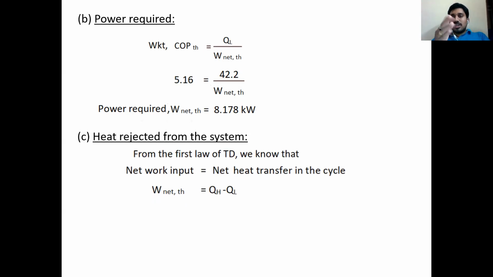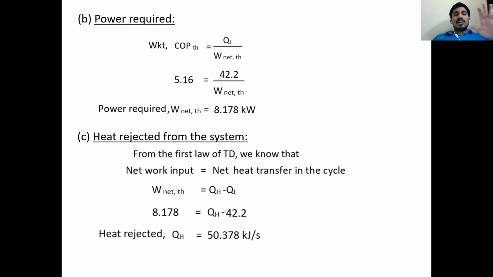Already we discussed this in the reversed Carnot cycle, or Carnot refrigerator. So the equation we have here: the net amount of work required to drive the compressor, W net theoretical, is equal to the net heat transfer, QH minus QL. Just now we determined in the second objective the power required, W net, as 8.178, and QL value was given as 42.2 in the problem. From this we determined the heat rejected from the system to the surroundings, QH, is equal to 50.378 kilojoules per second. Don't say kilowatts, this is heat. That's why we have to say kilojoules per second.